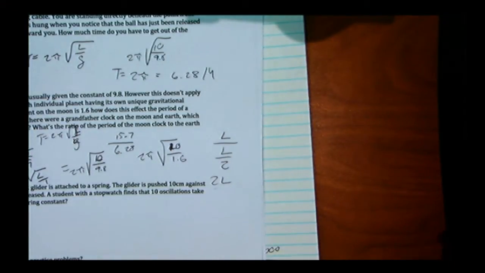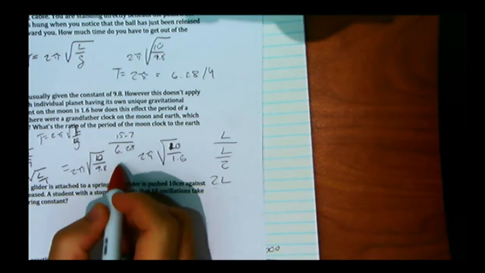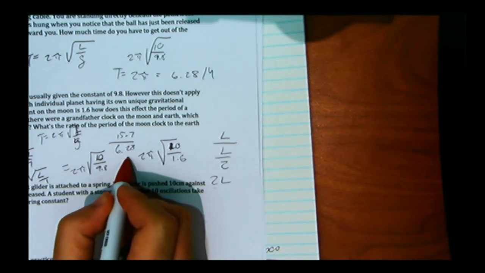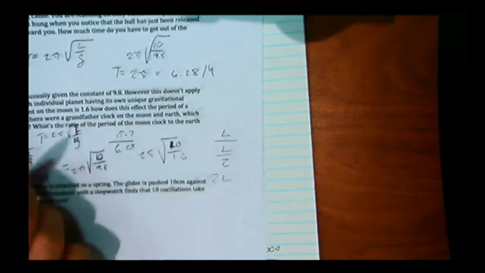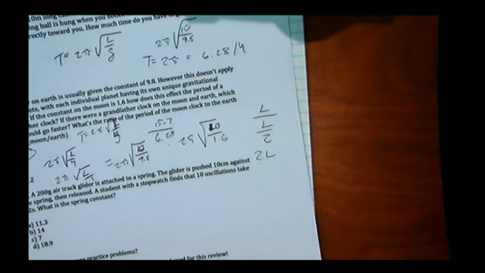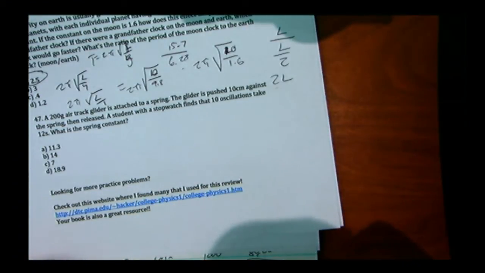And then the last one: a 200-gram air track glider is attached to a spring. The glider is pushed 10 centimeters against the spring, then released. A student with a stopwatch finds that 10 oscillations take 12 seconds. What is the spring constant? So there's a lot of stuff going on here, yeah? Not really.